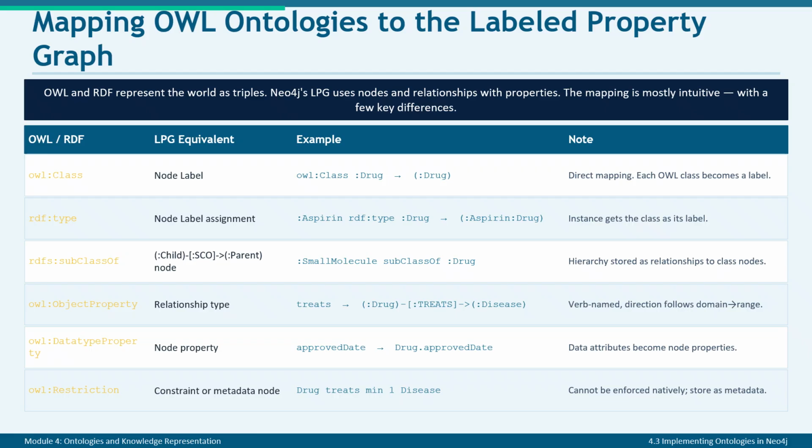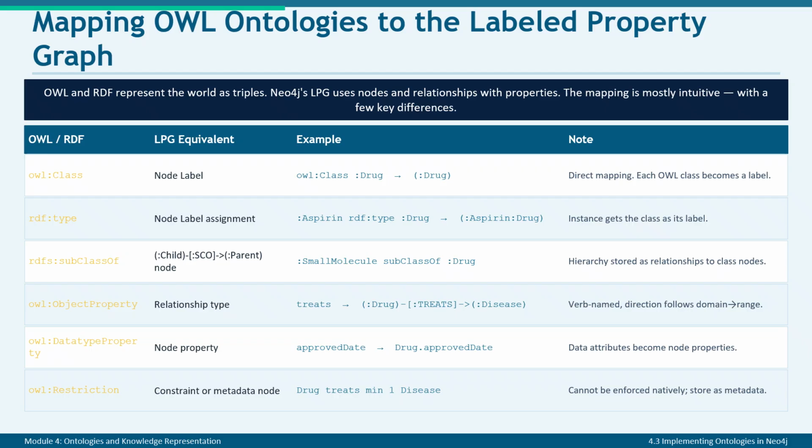RDF type, the OWL statement that assigns an instance to a class, becomes label assignment in the LPG. When aspirin is declared RDF type Drug in OWL, in Neo4j, aspirin gets the label Drug on its node.